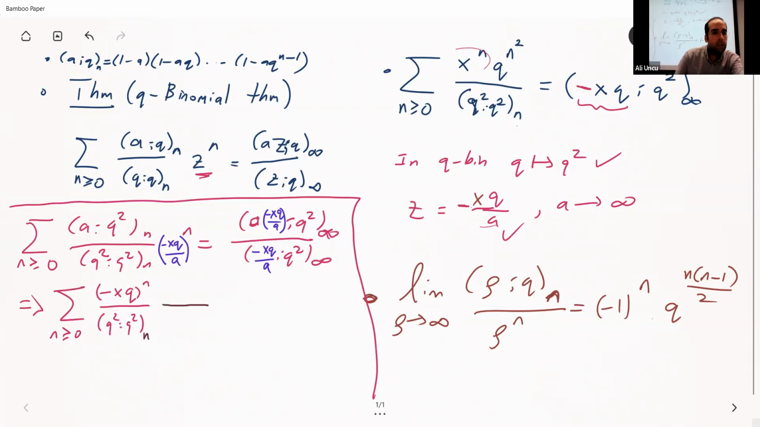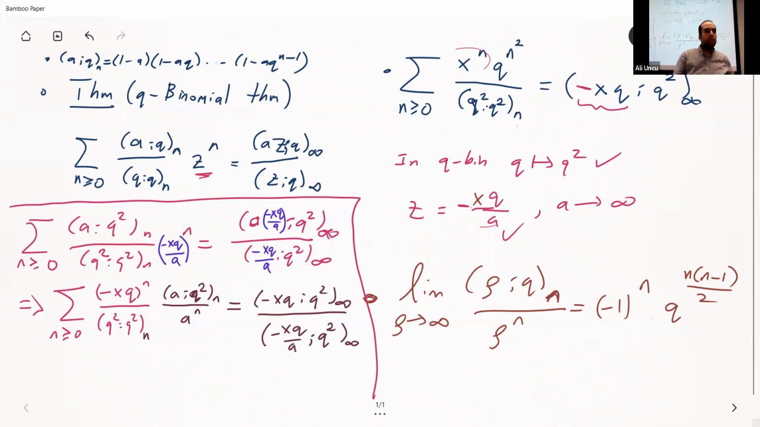So in the second denominator, I will have, oh, I changed the color, but it's okay. Divided by a to the n. I didn't do any cheating, right? All the pieces are still there. On this side, these have the same product, but I will do some simplification on the top. So I will have minus xq base q squared infinity divided by minus xq divided by a and q to the power 2 sub infinity.